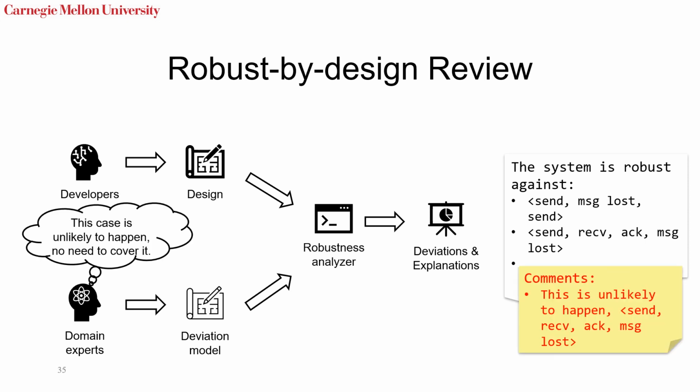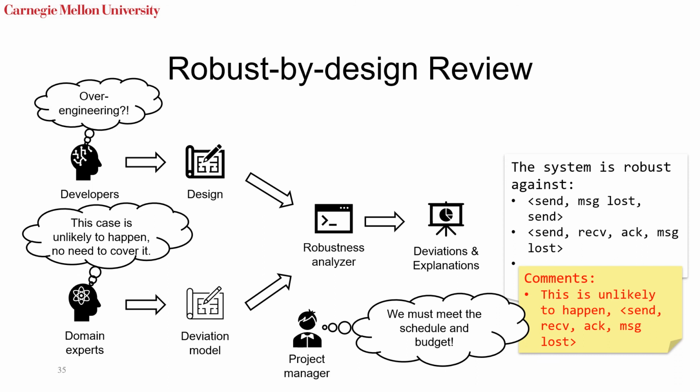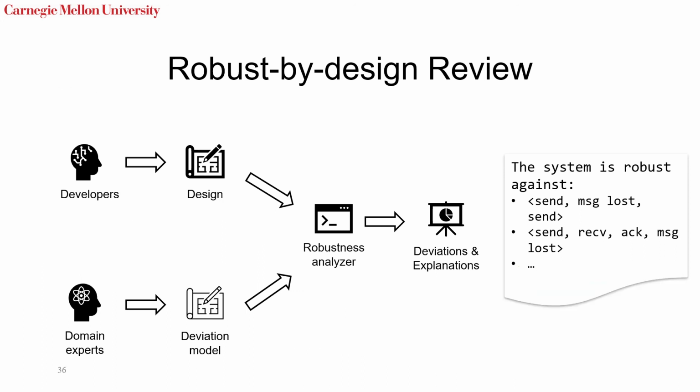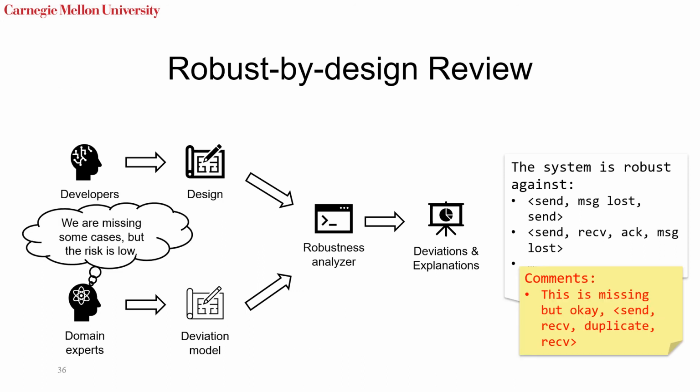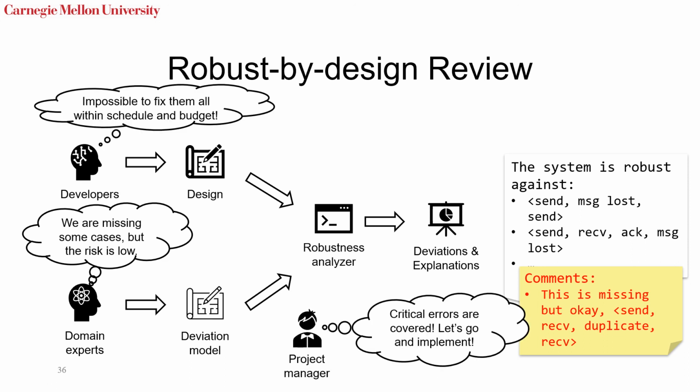In another case, the domain experts may find that some unlikely scenarios are covered by the system, but on the other hand, may introduce overhead. This often happens in the case that developers are over-engineering the system. Then the project manager may jump in and emphasize that we could simplify the system to remove some checks to meet the schedule and budget. Finally, they may find some scenarios are not covered but with low risk. Fixing all these defects may introduce overhead or cause the project to delay or run out of budget. Then the team may decide to leave them as technical debts and continue to implementation phase.